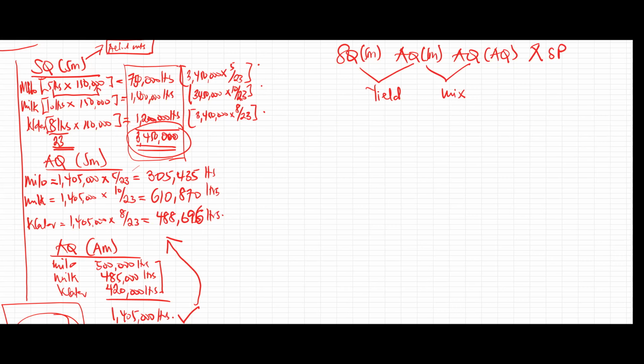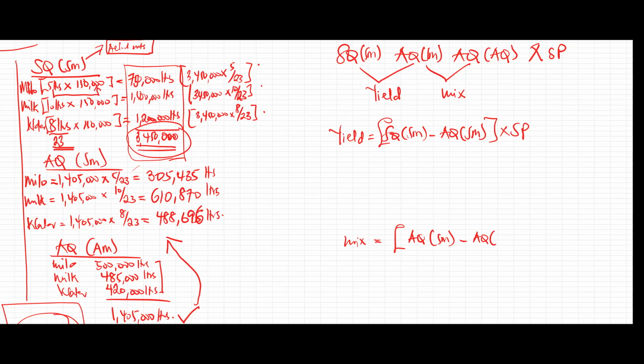Okay. So in that case, between this and this, we get yield. So that means yield gives us what? SQ SM minus AQ SM, all at standard price. And mix gives us what? AQ SM minus AQ AM.